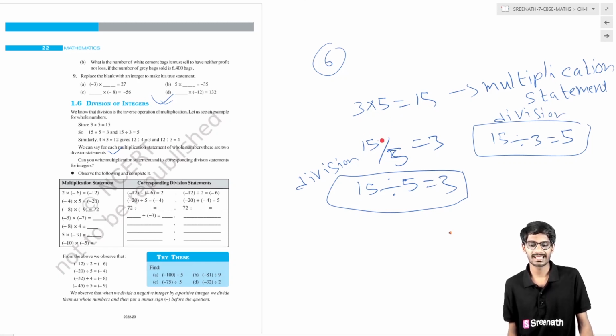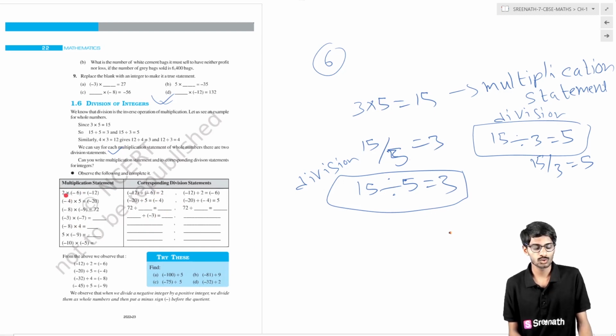We can do like this: 15 by 5 is equal to 3, and 15 by 3 is equal to 5. From this only we got the 15. We take the 3 to this side, 15 by 3 is equal to 5. But here we take 5 to this side, 15 by 5 is equal to 3. Here are the multiplication statements, and here are the corresponding division statements.